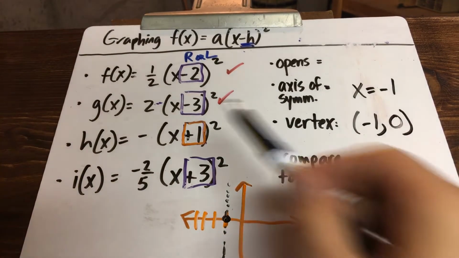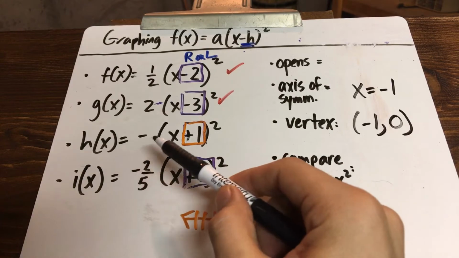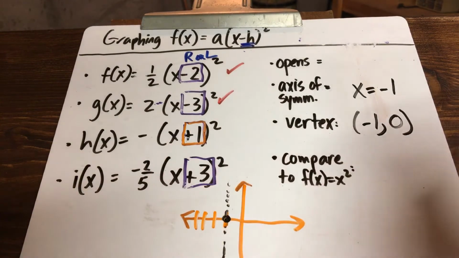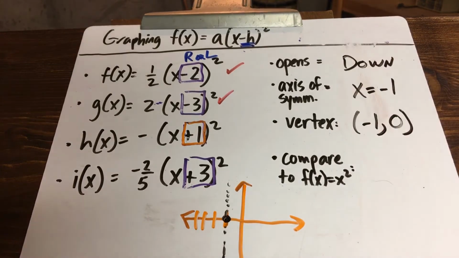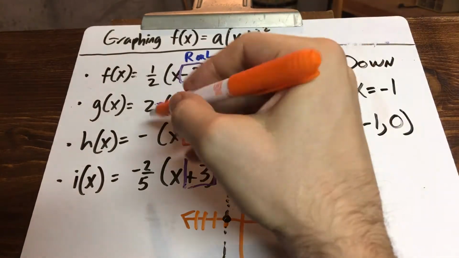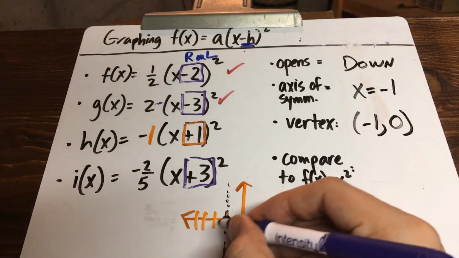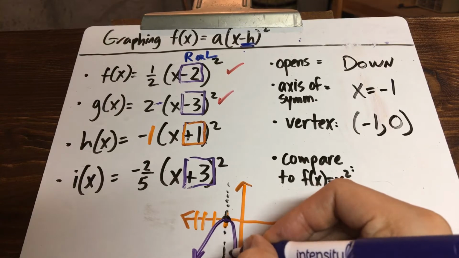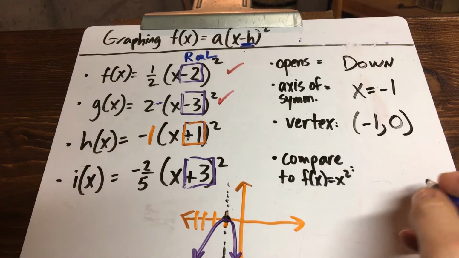Now, does this open up or down? I look right here in front of the parentheses at your letter A. Your letter A is going to tell you that when the letter A is negative, it opens down. And this doesn't really have a number. That means it's an imaginary 1. When it's -1, it's the normal width or narrowness. You haven't really changed how wide or narrow it is.